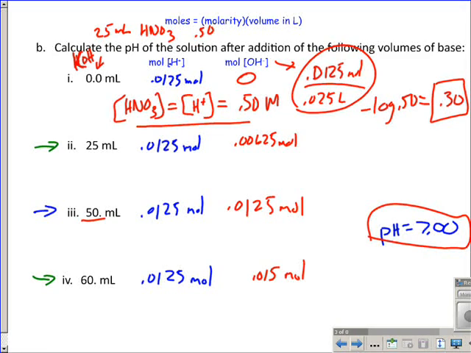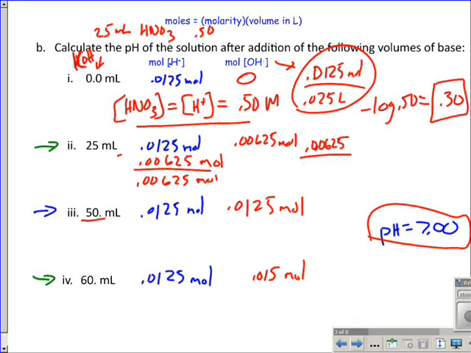Now, the next one I actually have to do a neutralization here. I've got 0.0125 moles of my acid, and I'm mixing it with 0.00625 moles of my base. So when I subtract those two, I'm going to see how much of my acid I have left, which is 0.00625 moles left. Now remember, so notice I actually neutralize exactly half of that. I have to take that to get back to a concentration.